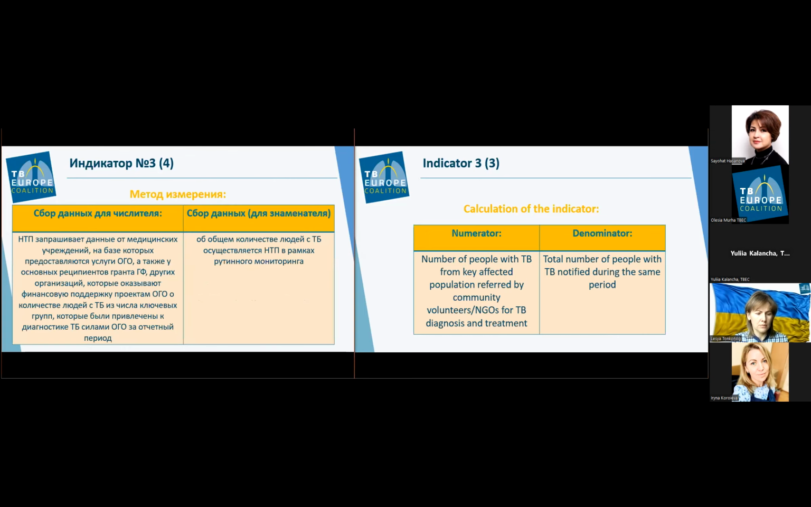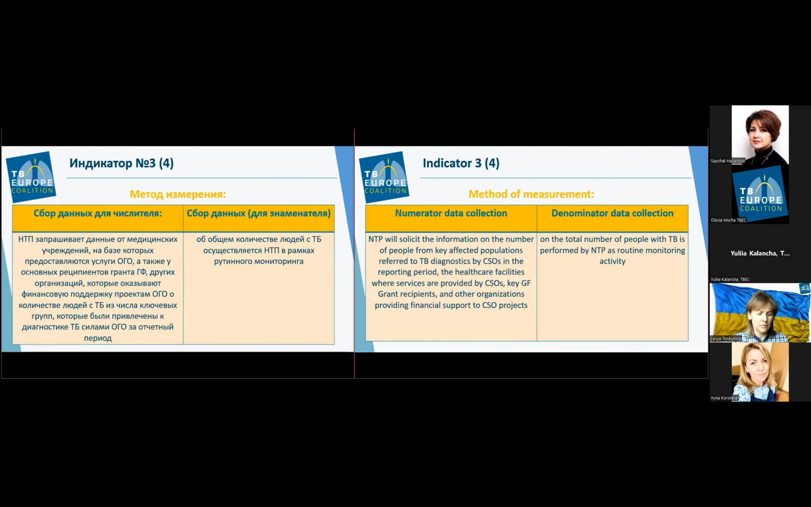Next slide, please. And now a few words about the method of measurement, how we collect the data for the numerator. NTP will solicit the information on the number of people from key affected populations from all grant recipients and other organizations that provide financial support about the number of people from key populations who were referred to TB diagnostics and treatment in the reporting period.